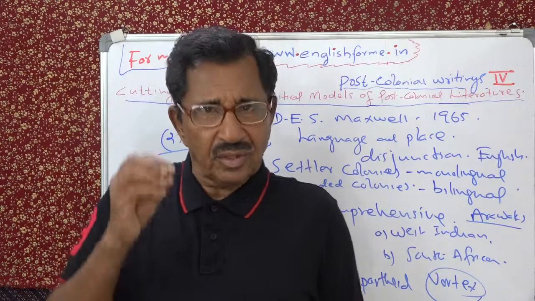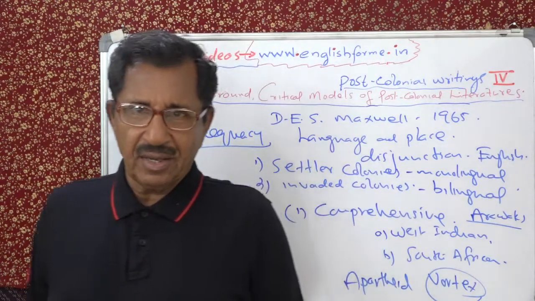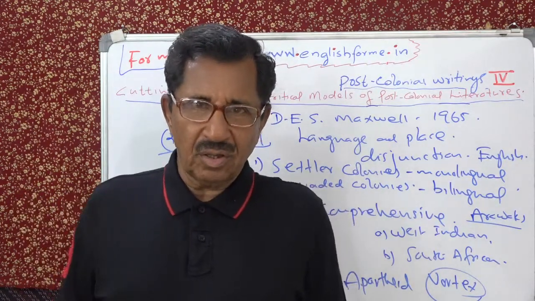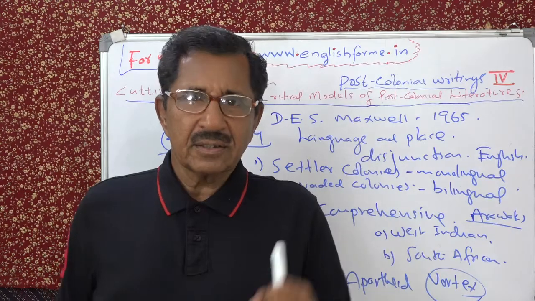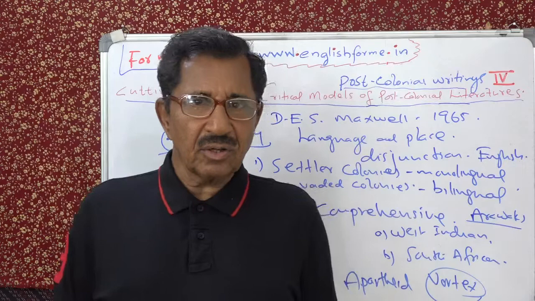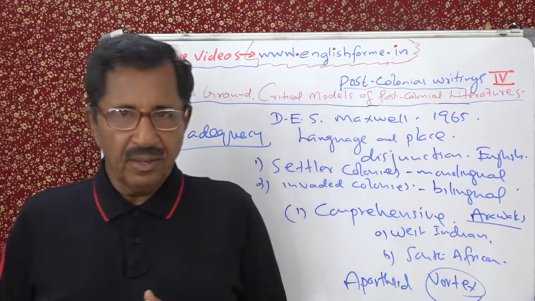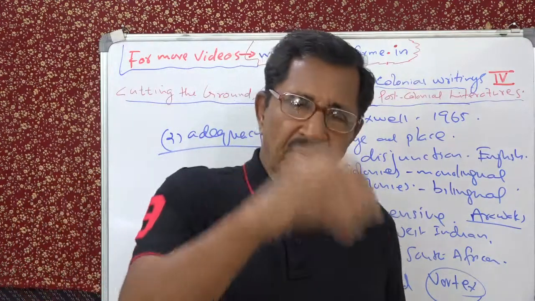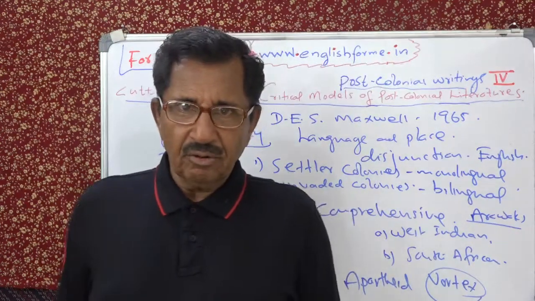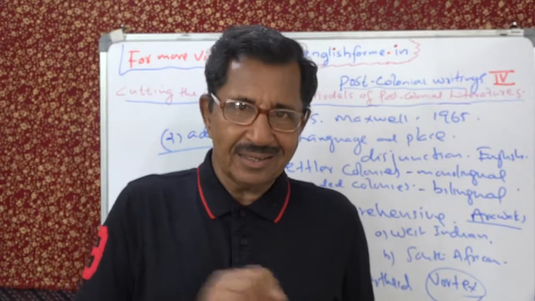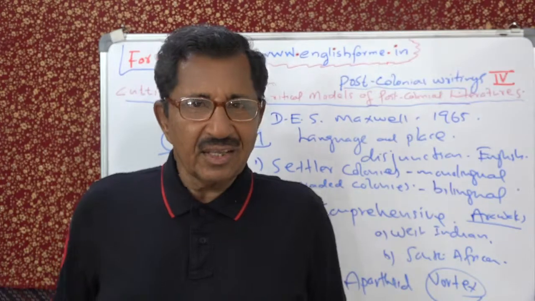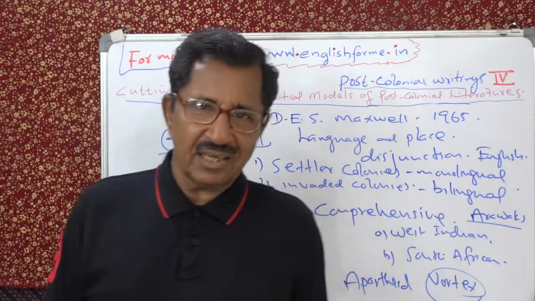Language is not an inadequacy of the language. And he groups the colonies into two: settler colonies and invader colonies. In settler colonies the position is monolingual, because settlers brought their language and settled there, and they start writing. Not that immediately after they land they start writing, not that. Literacy develops in that language. There's only one language and that is their language.